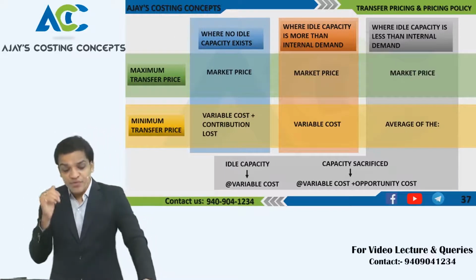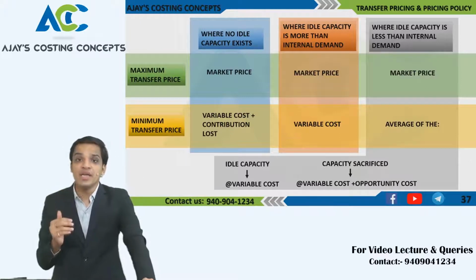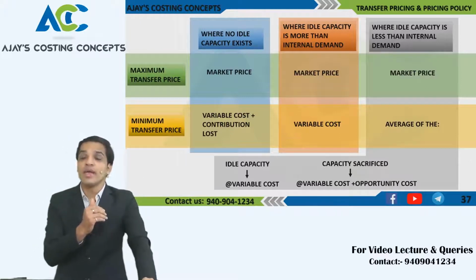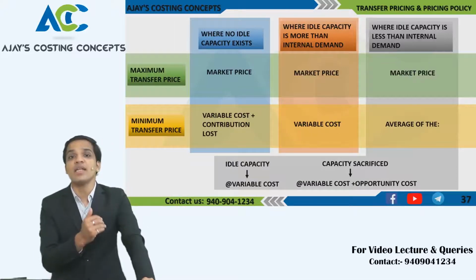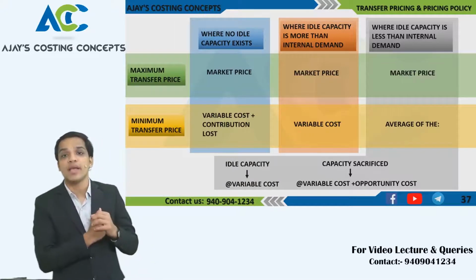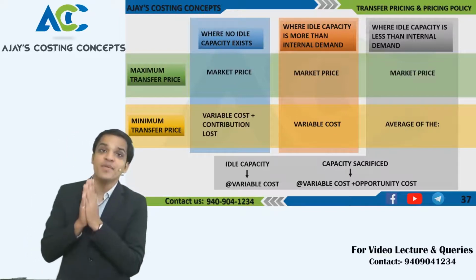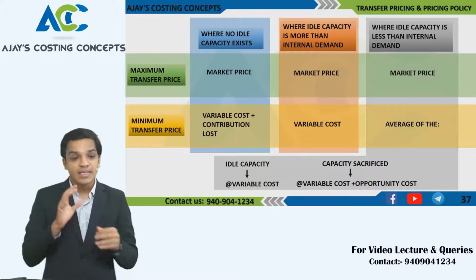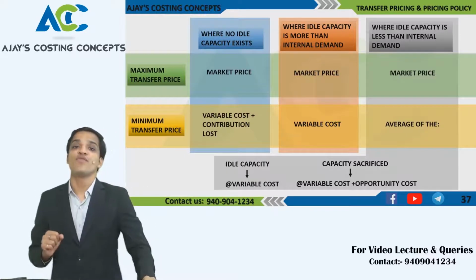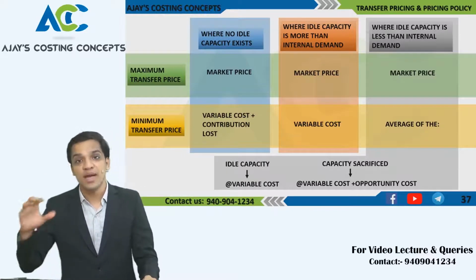Remember, in our first example your capacity was more than your internal demand, so we said I would be providing only at variable cost. But when your internal demand is more than the idle capacity, what will happen? See, first of all, I will fulfill the demand of 7,000 units in the market.